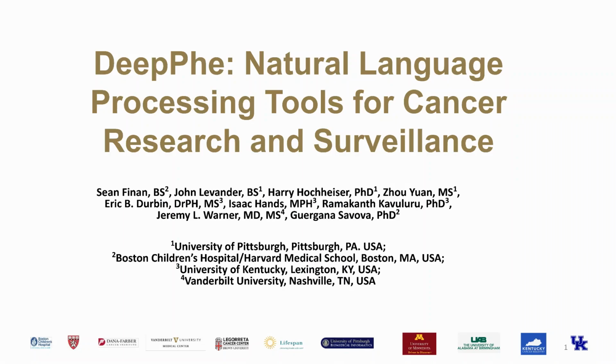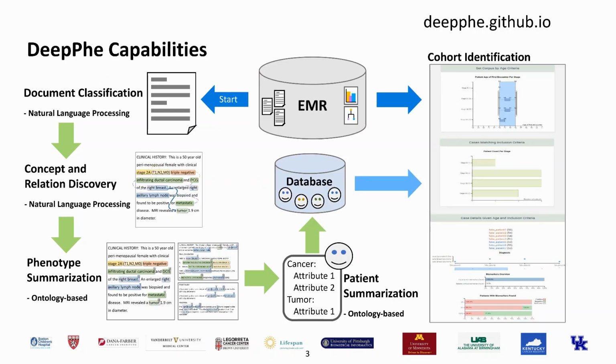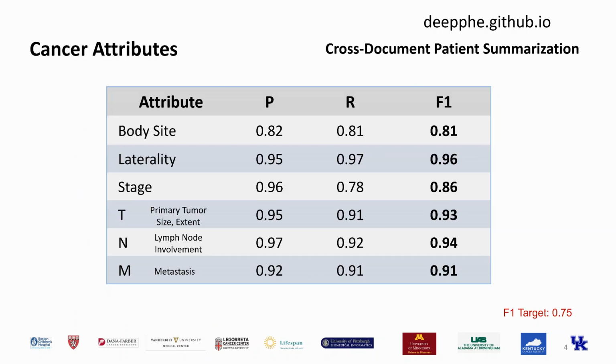Presentation on DeepPhe, natural language processing tools for cancer research and surveillance. The major goals of DeepPhe are to produce rich data models for the cancer domain, extensive natural language processing of cancer-relevant clinical documents, accurate ontology-based summarization of patient phenotypes, simplified processes for cohort identification and powerful visual analytics for cohorts, patients and neoplasms. DeepPhe capabilities include document classification, concept and relation discovery, phenotype summarization, patient summarization and storage, and information visualization.